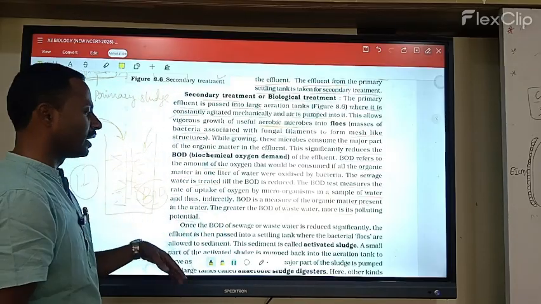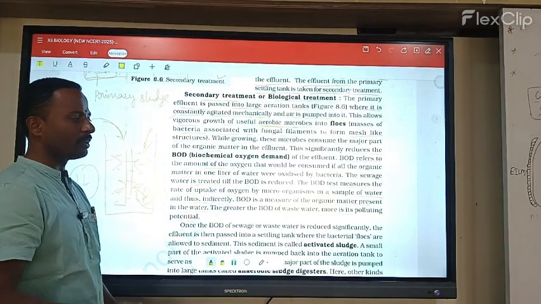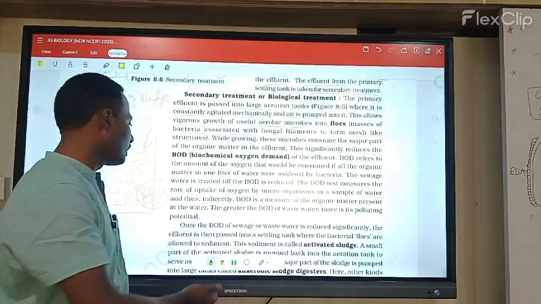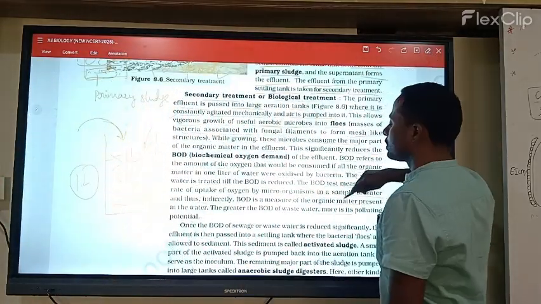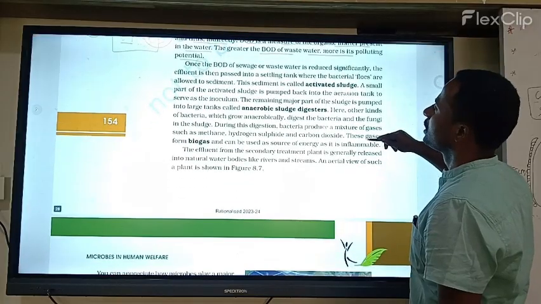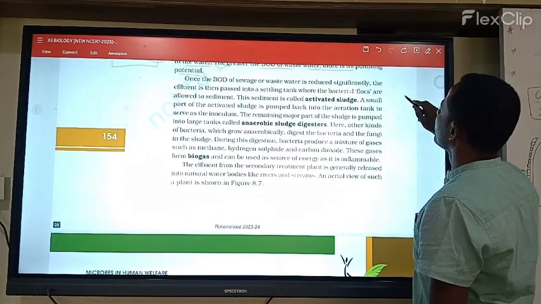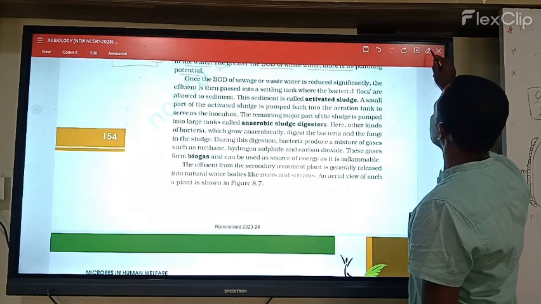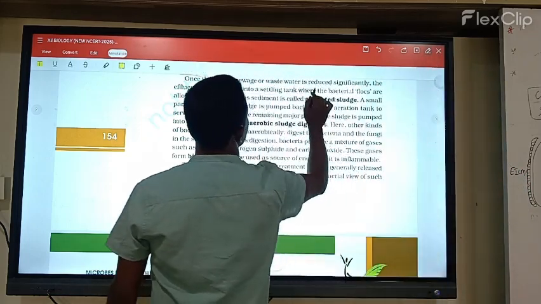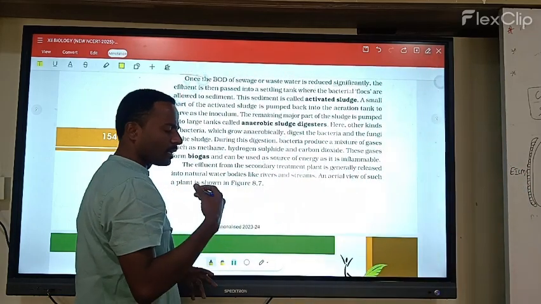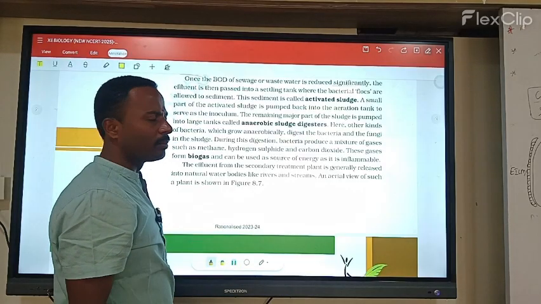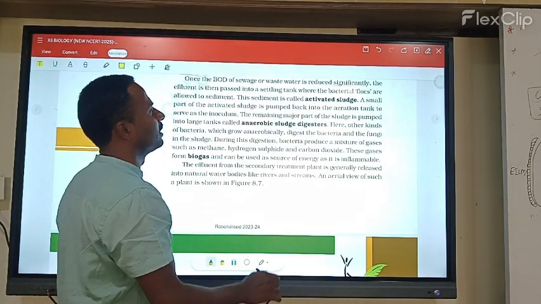So when the wastewater has a greater BOD, what happens? The more polluting its potential will be. Next, the BOD of the sewage or wastewater is reduced significantly. When the waste has been completely treated, then what happens?